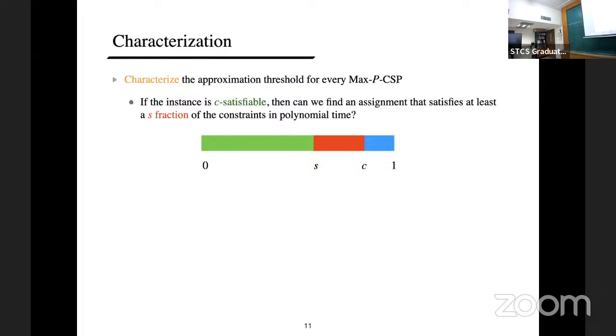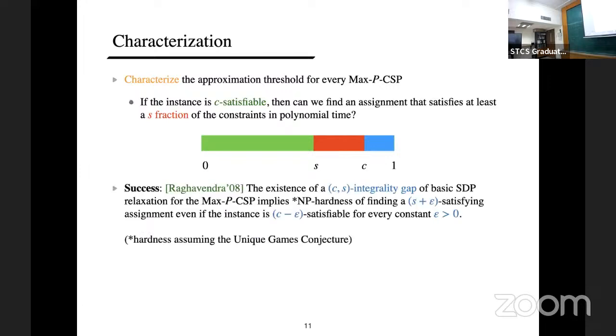Okay, so again, coming back to the question, we want to characterize the approximation threshold for every CSP. Given a satisfiable instance, we want to understand what is the largest S with which you can come up with an S satisfying assignment. As you lower your S, your problem gets easier. And there's a lot of success in understanding these characterizations.